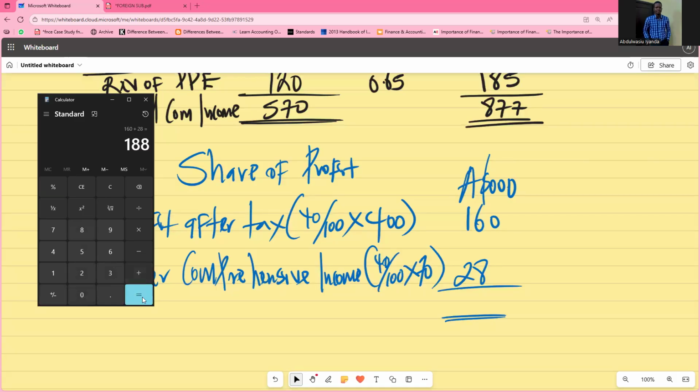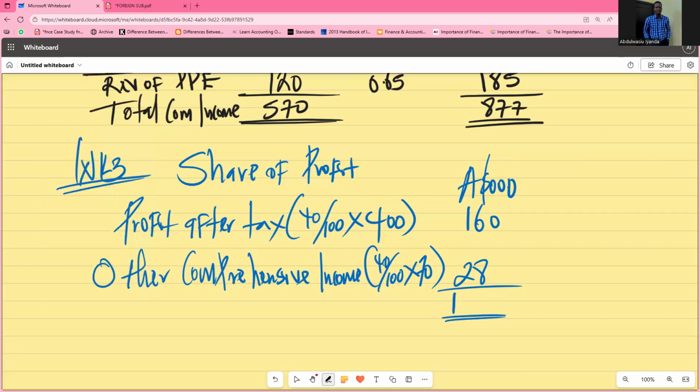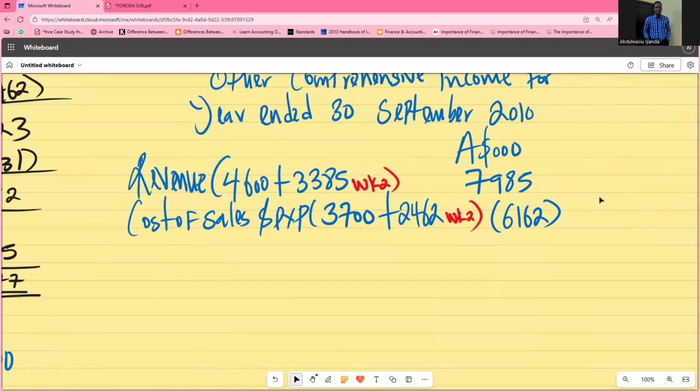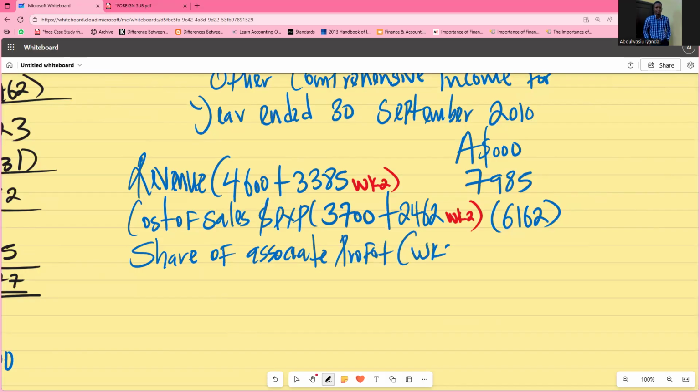So this is 188, but that is not the 188 I'm going to take. So you first of all split it as well. I will take 160 to the P&L, then I'll take 28 to OCI. So here is now going to be share of associate profit. And that's coming from working 3. And that is 160. So before we now arrive at our profit before tax.